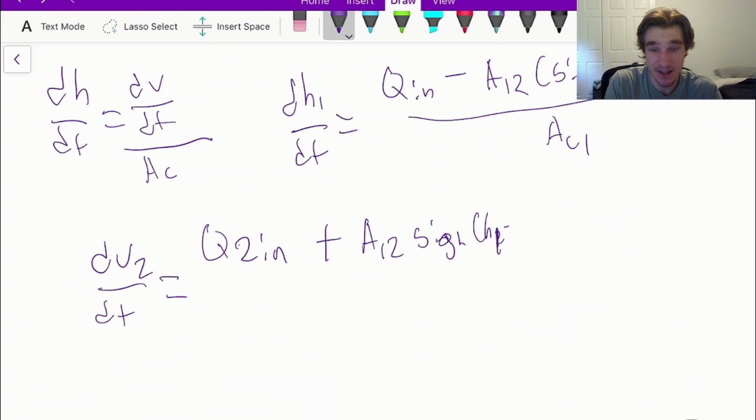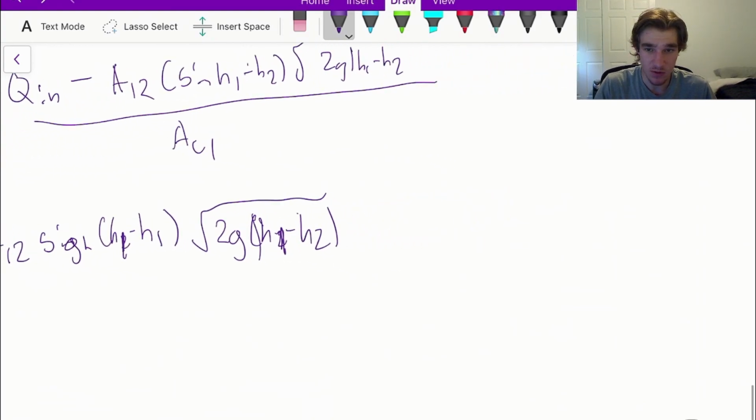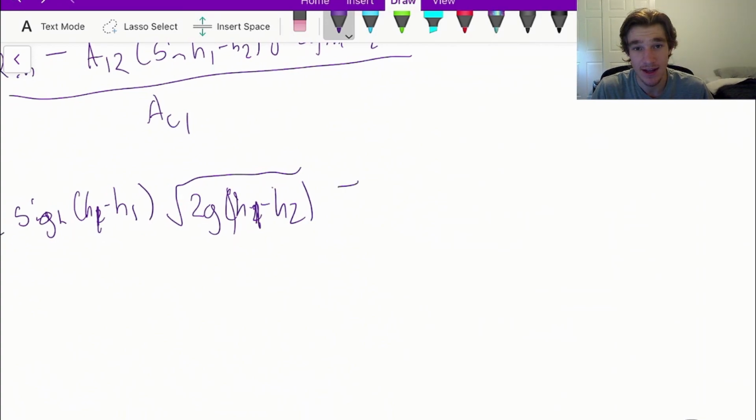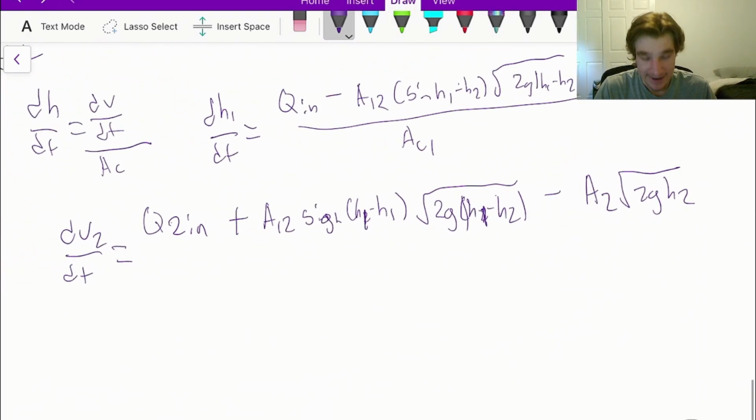We have to account for the sign again, H2 minus H1. H1 minus H2, absolute value of that. So once we have that, we're going to have to subtract it from our outlet stream. And now we have to solve for dH2. So just putting that whole equation right there over the cross-sectional area.